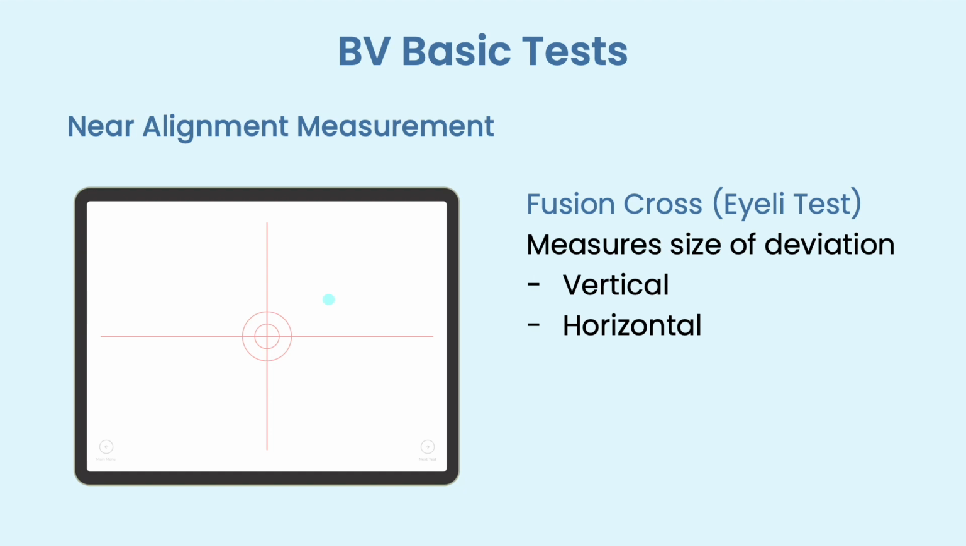To measure the magnitude of the deviation, regardless of whether it is a tropia or a phoria, we use the fusion cross Eyeli test. For this test, the patient is going to wear the red-green anaglyphs to dissociate the two eyes. And we ask the patient to put the green circle in the center of the red cross, or to align the two targets. This will measure the size of both the horizontal and vertical deviation, if any is present.